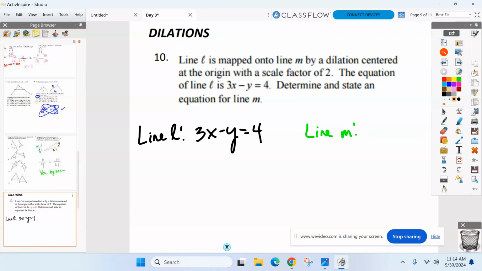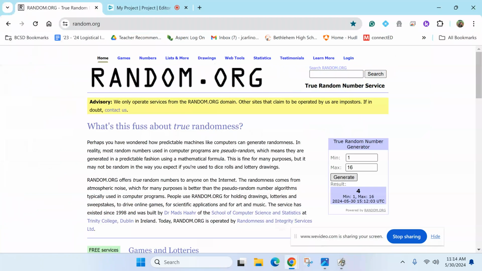Okay, so I'm taking line L, dilating it by a scale factor of 2. What's line M? All right, well, let's stop right here. We have done 2 days of this already. We've talked about it during day 1 and day 2. If you're going to write the equation of a line, I don't care if it's a dilation question, parallel, perpendicular, you need what 2 things? You're going to write the equation of the line at the end. What 2 things do I need?